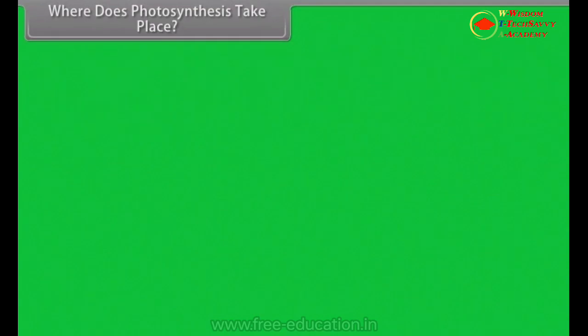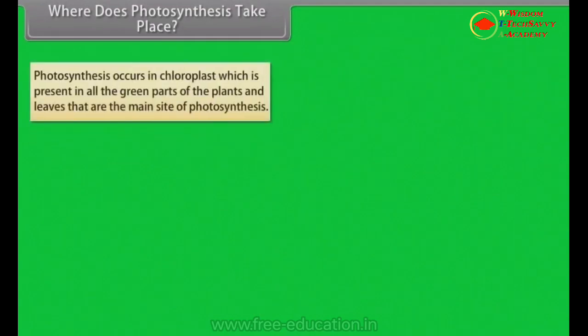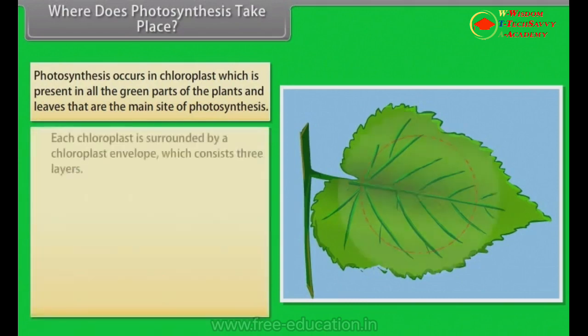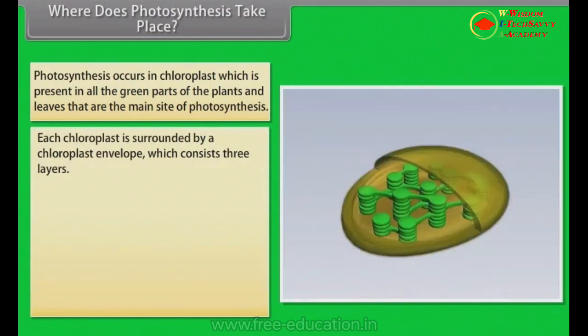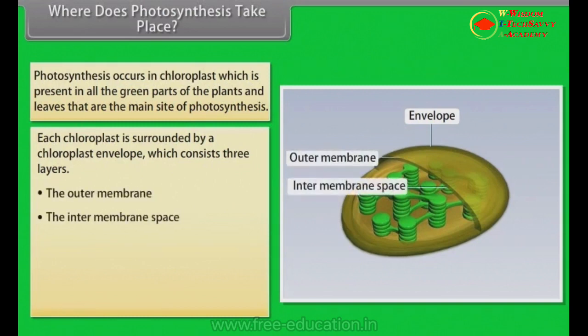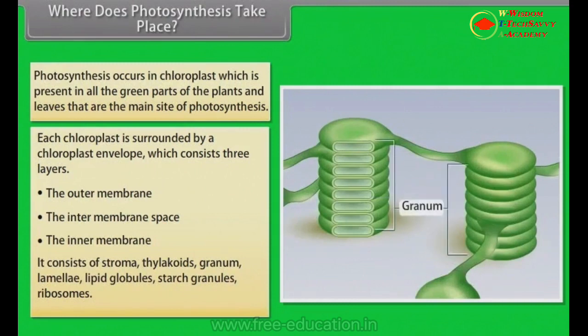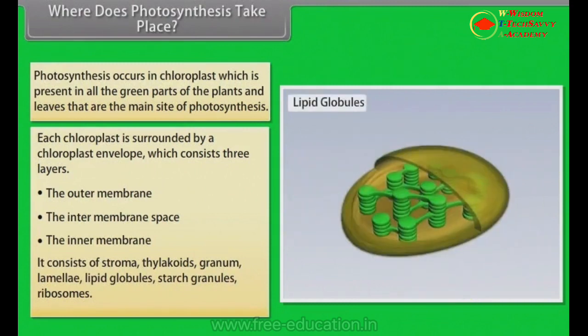Where does photosynthesis take place? Photosynthesis occurs in the chloroplast, which is present in all the green parts of the plants, and leaves are the main site of photosynthesis. Each chloroplast is surrounded by a chloroplast envelope, which consists of 3 layers. They are the outer membrane, the intermembrane space, and the inner membrane. It consists of stroma, thylakoids, granum, lamellae, lipid globules, starch granules, ribosomes.